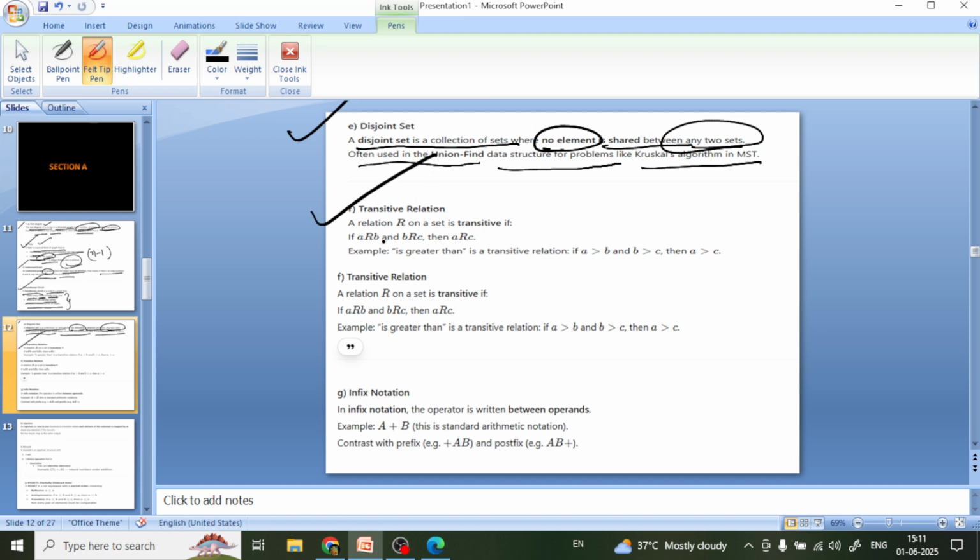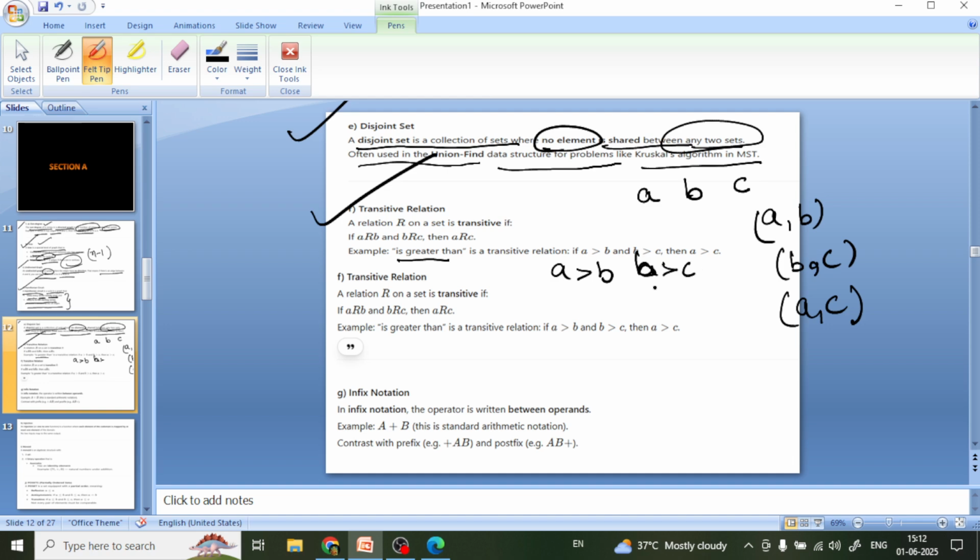Transitive relation. Transitive relation means if you are given A, B and C. If you are given the relation A, comma B, then B, comma C, then it must be given A, comma C. That is known as transitive relation. If A is related to B, B is related to C, then we can say A is related to C. If A is greater than B, B is greater than C, then you can say A is greater than C. This is the transitive relation.